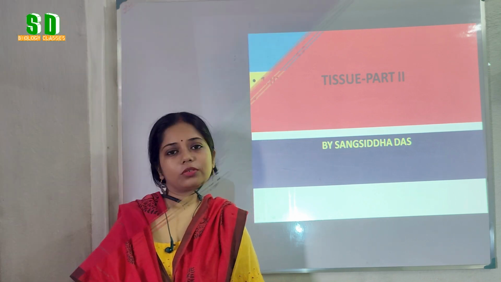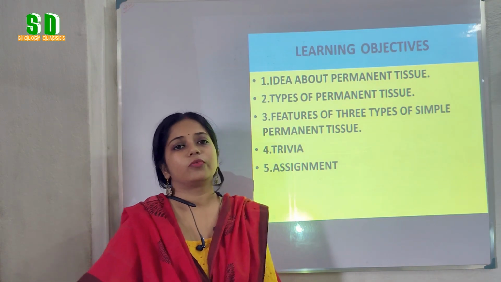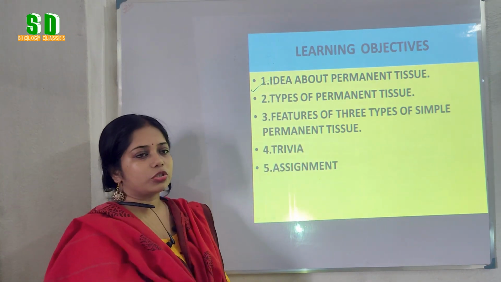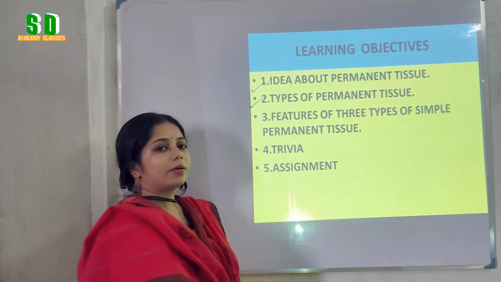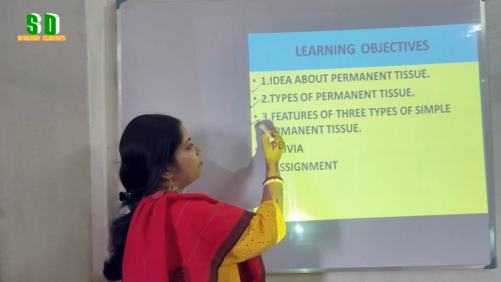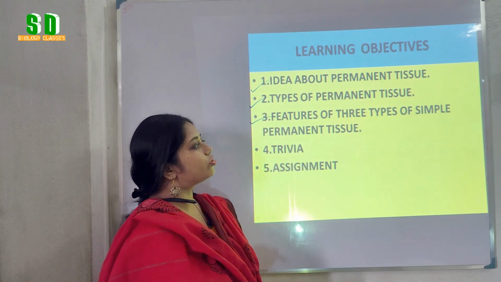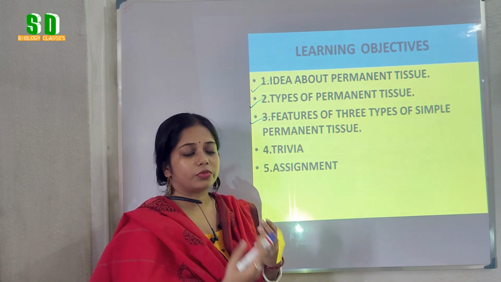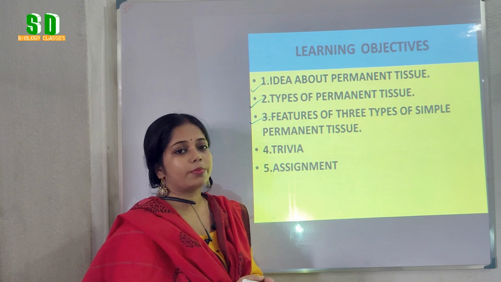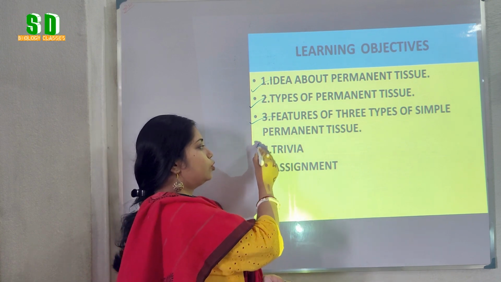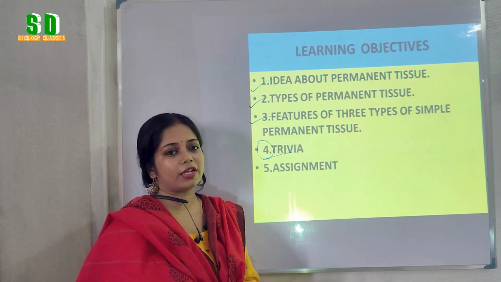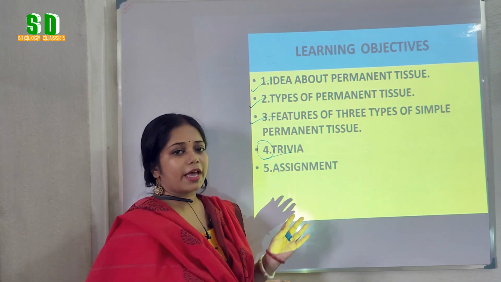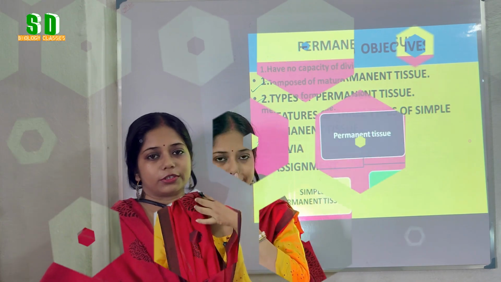Let's start it. So, students, in this video, we are going to learn the idea of permanent tissue, the different types of permanent tissues, and the characteristic features of the three types of simple permanent tissue, by which we can identify them. And the most important part, that is trivia, that includes some important facts about the permanent tissue, and the assignment part. So let's go for it.